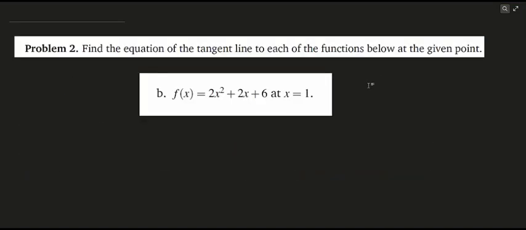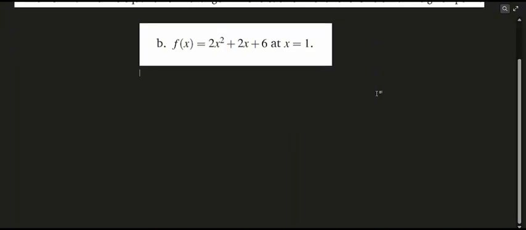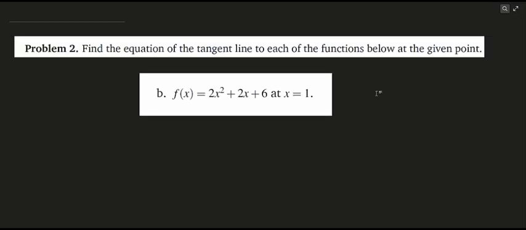Okay, this is now problem 2 of worksheet 4. Find the equation of the tangent line to each of the functions below at the given point. The function is f of x is equal to 2x squared plus 2x plus 6 at x equals 1.